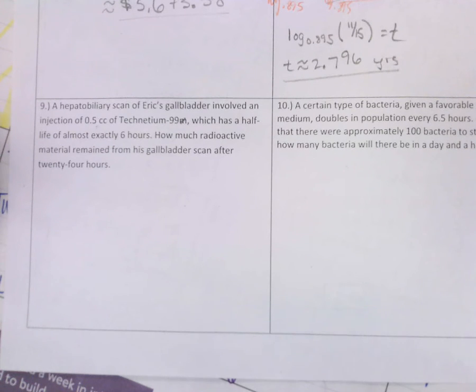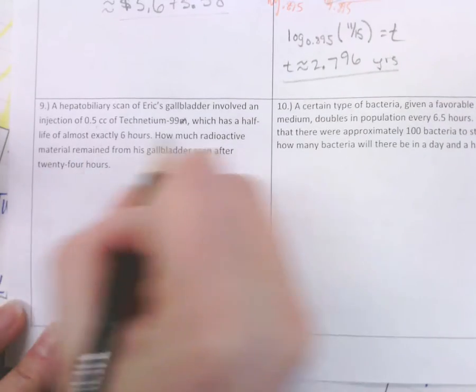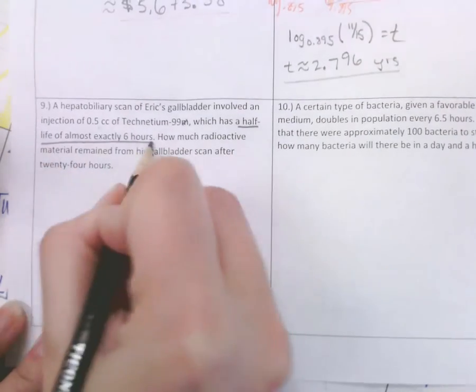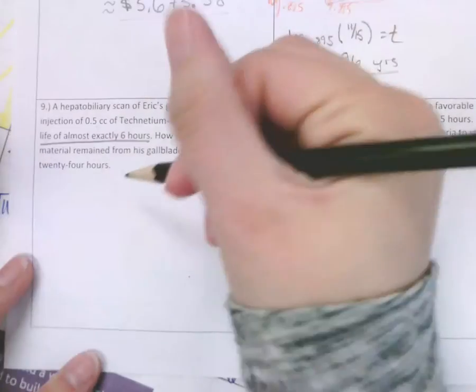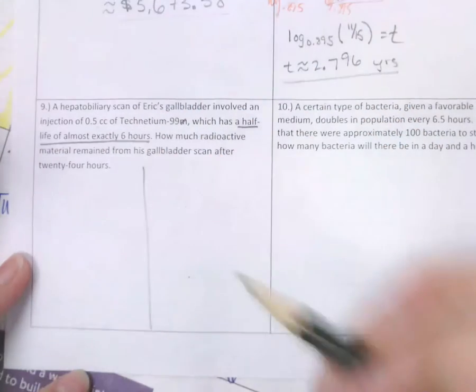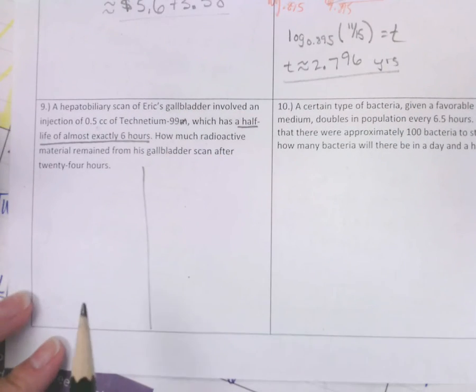So basically, we're trying to figure out how much is left after a day. It's going to be a small amount because if it's got a half-life of 6 hours, it'll be gone in a day. You need to first calculate R, which is going to be your decay rate, and you use the half-life to do that. So this is a two-part question. I'm dividing my square into two. Part one, we're going to find R.